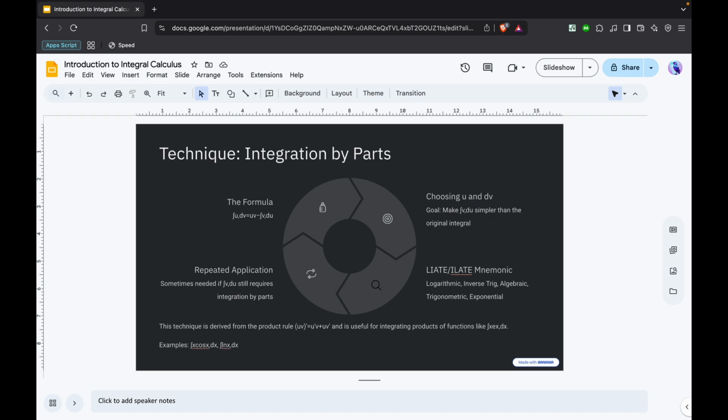Now there's LIATE, which is logarithmic, inverse trig, algebraic, trigonometric, and exponential. Now you don't really need to worry about this. All you need to know is some functions are better suited to be u, and some functions are better suited to be dv. Sometimes we might need to do it again and again to solve the integral. And this is actually how you figure out the integral of the natural logarithm of x using integration by parts.